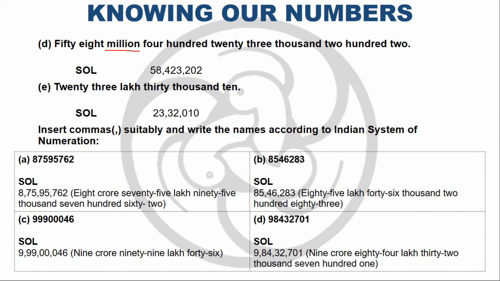So what is the first value given here? 58 million. So we have to write 58, then we have to separate by comma. So next one is 423,000. So that can be written as 423 comma. So then 202. So that can be written as 202.